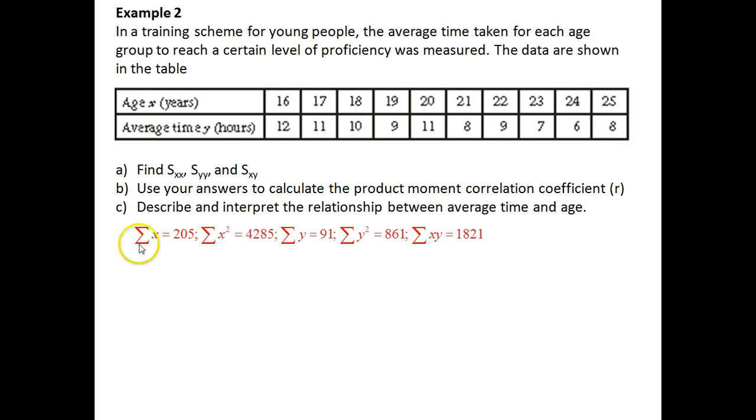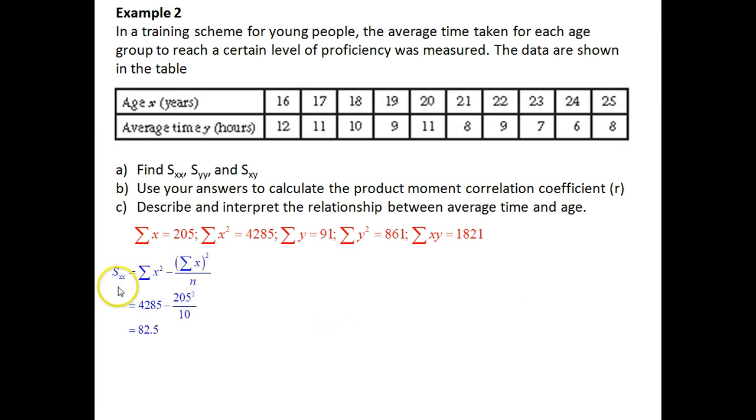So there's various sums: the sum of x, the age; the sum of each x squared, so 16 squared plus 17 squared, and so on; the sum of each y; the sum of each y squared; and then the sum of the product of x times y. So we have these values to help us.